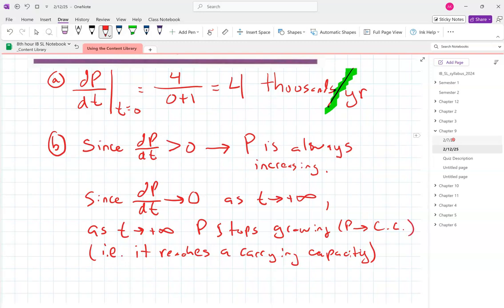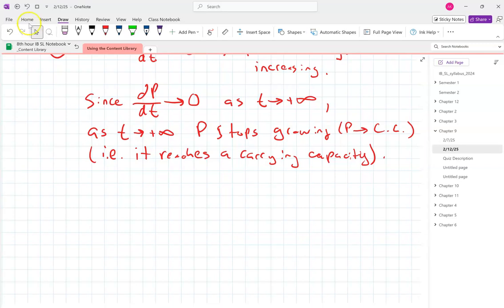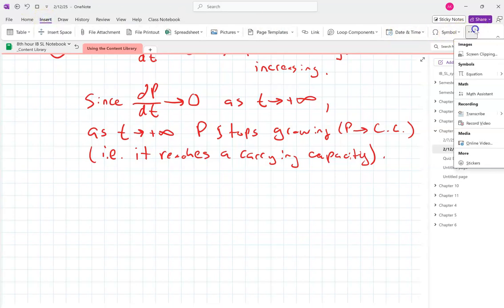Does everybody feel okay on how to use a derivative to interpret a real world situation? Okay. All right, let's look at another example.